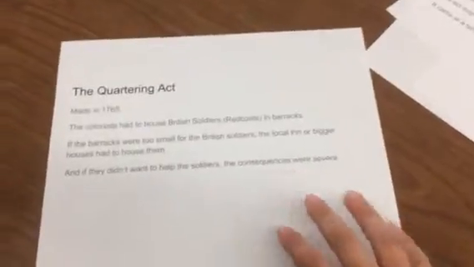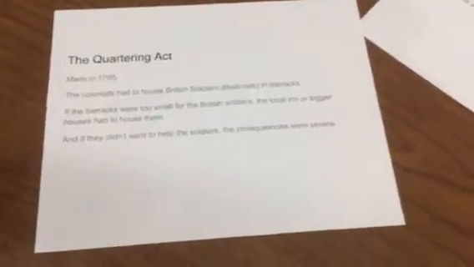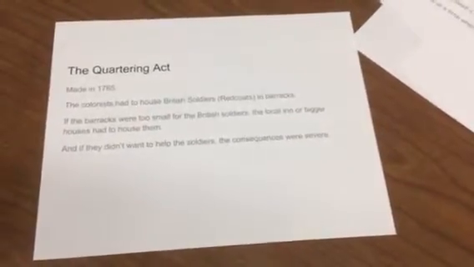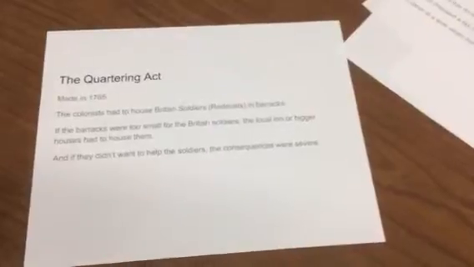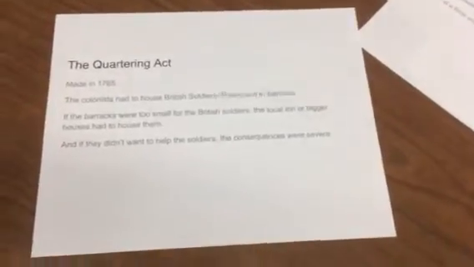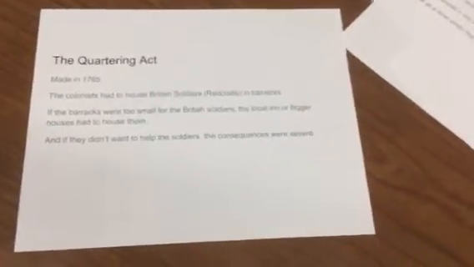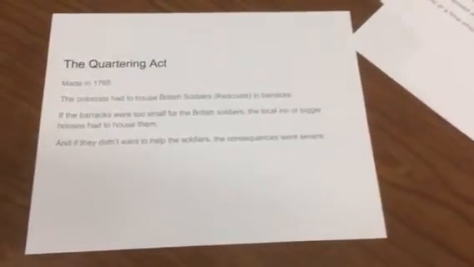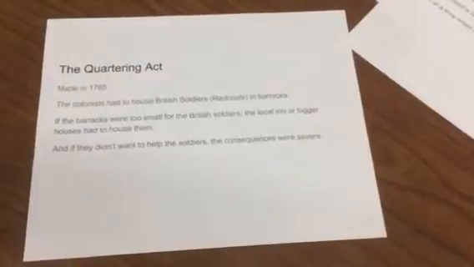The Quartering Act, made in 1765. The colonists had to house British soldiers or redcoats in barracks. If the barracks were too small for the redcoats, the local inn or bigger houses had to house them. And if they didn't want to help the soldiers, consequences were severe.